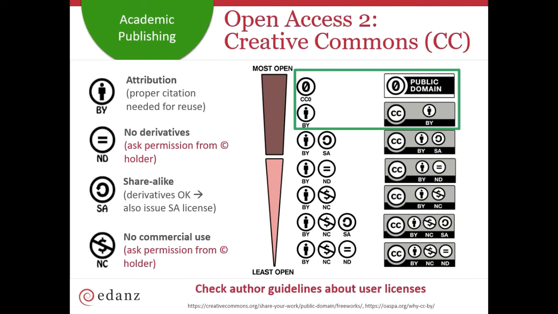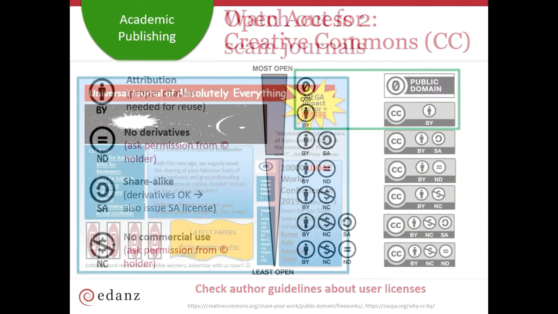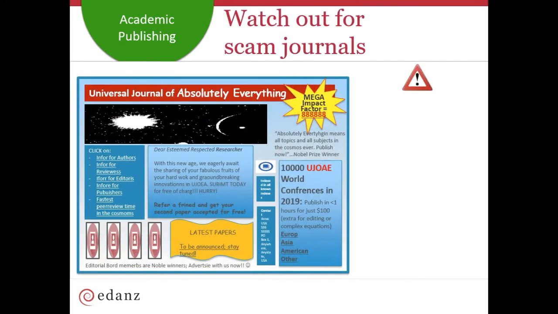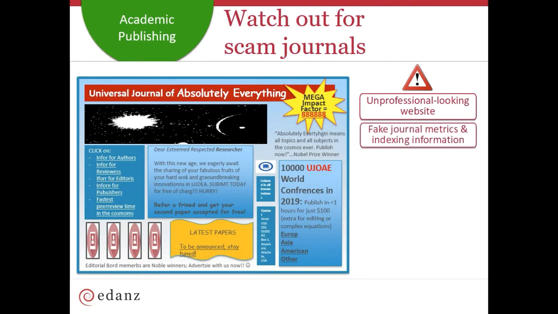However, do watch out for fake journals or predatory journals that cheat authors of money. They may have unprofessional looking websites and state fake journal metrics and journal indexing information. They may promise acceptance or have very short peer review times, and they may have unclear author fees, or might hide author fees altogether.